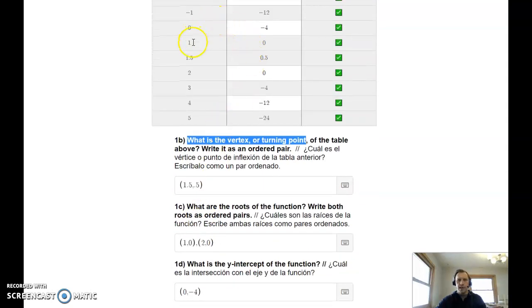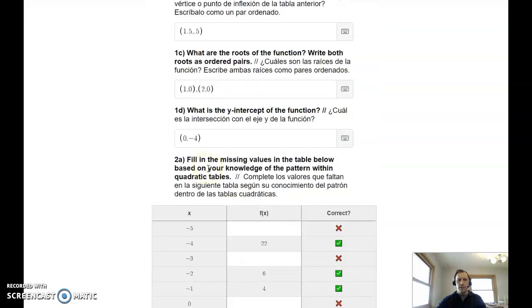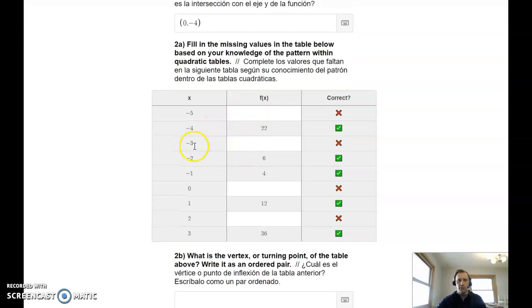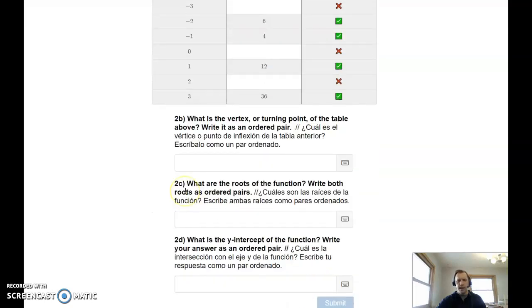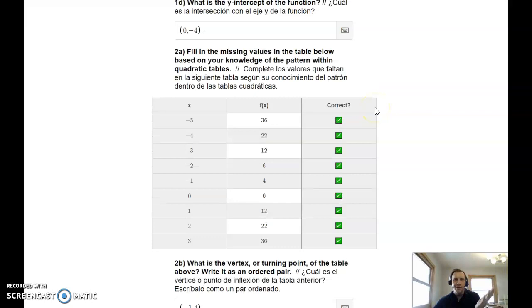We can see the zeros happen at 1, 0 and 2, 0, and then the y-intercept, when we plug in 0, we get back -4. All right, go ahead and try this one out. Again, look for that turning point, and it looks like it might be right here in the middle, so test it and see what happens. All right, and then fill those in. Do you do better on this one?